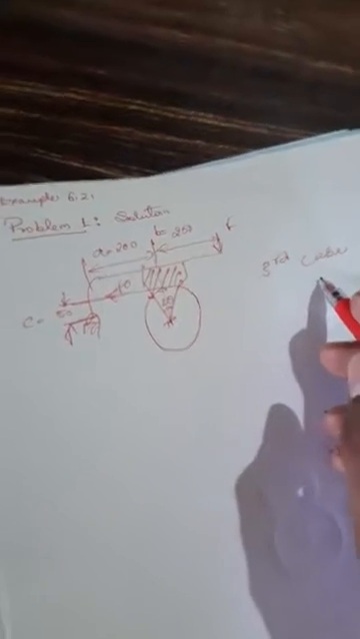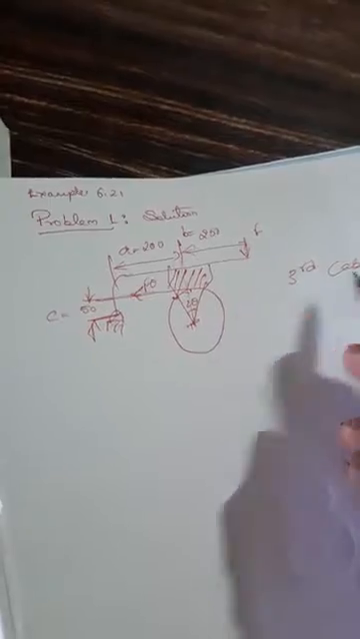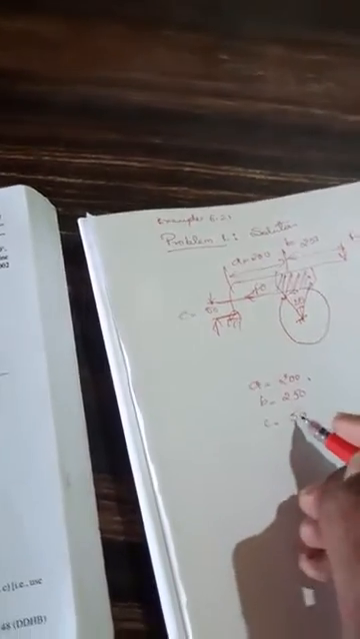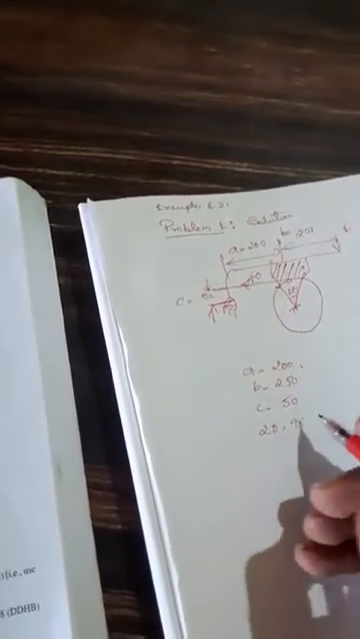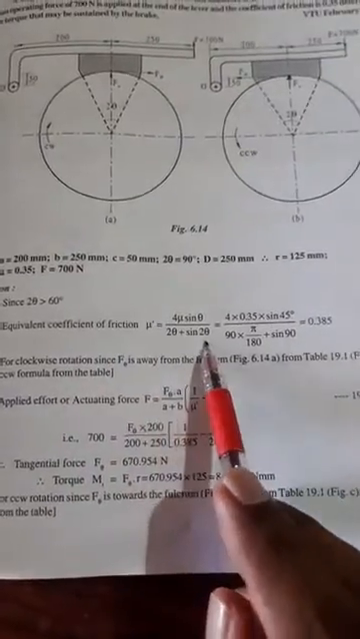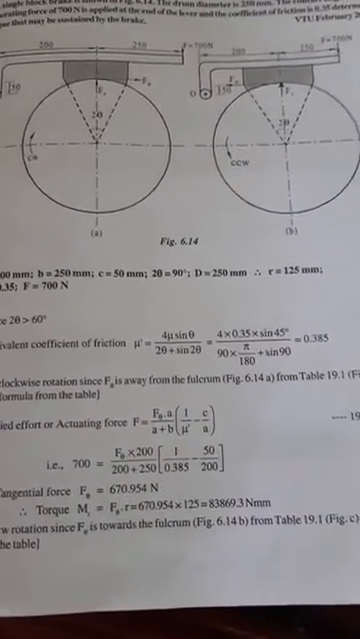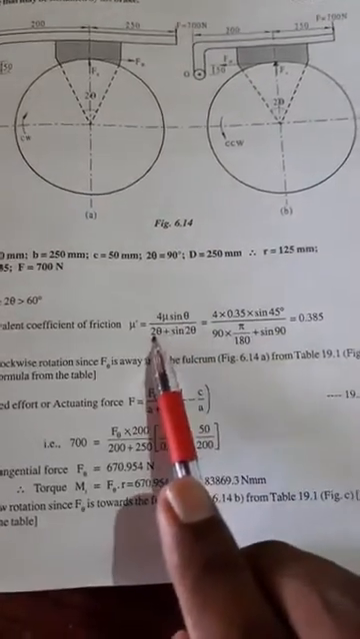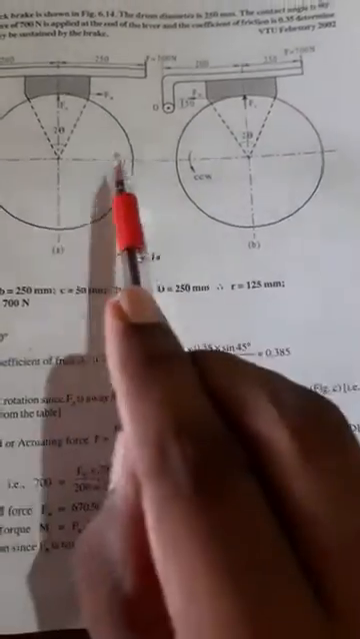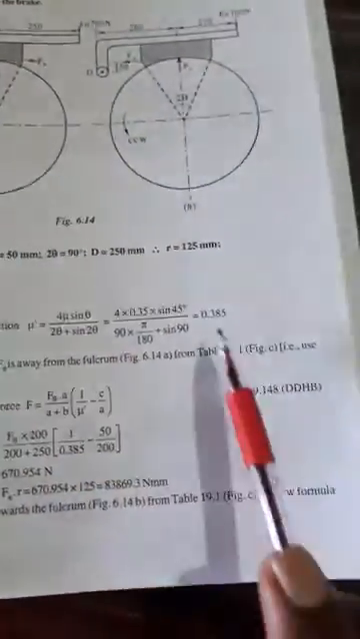So now you have to find the force applied and the torque to sustain the brake. Here A is 200, B is 250, C is 50. 2 theta is 90 degrees. If 2 theta is 90 degrees, we have to use the equivalent coefficient of friction formula: mu dash equals 4 mu sin theta upon 2 theta plus sin 2 theta. 4 mu, the given mu, into sin theta, where 2 theta is 90 degrees, so theta will be half of it, 45 degrees.